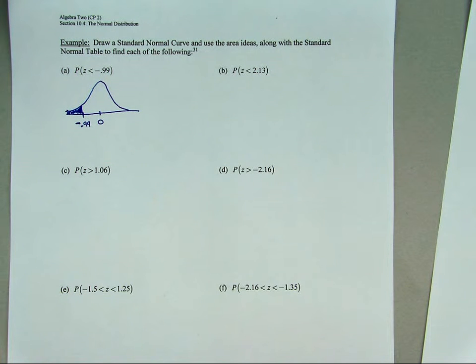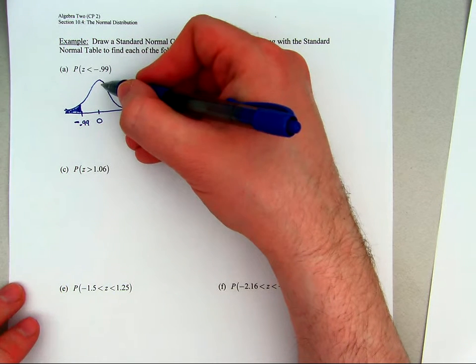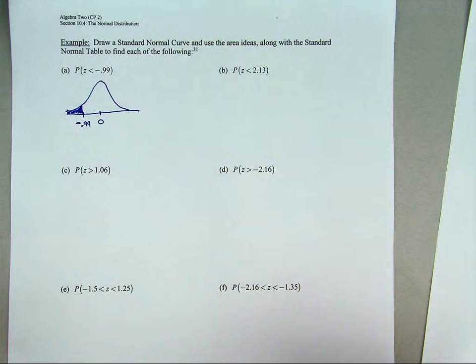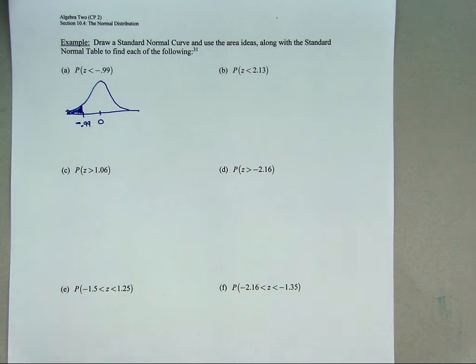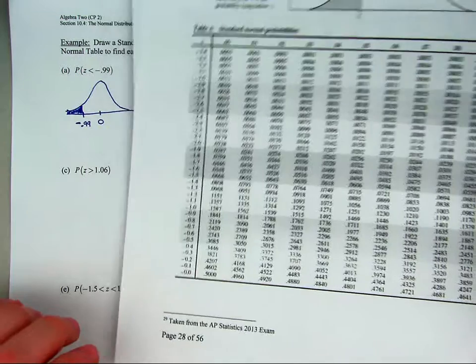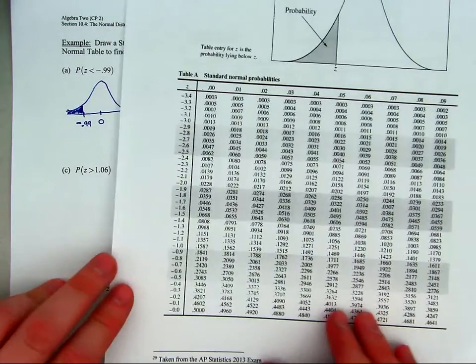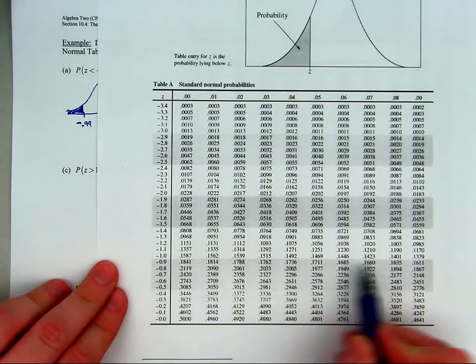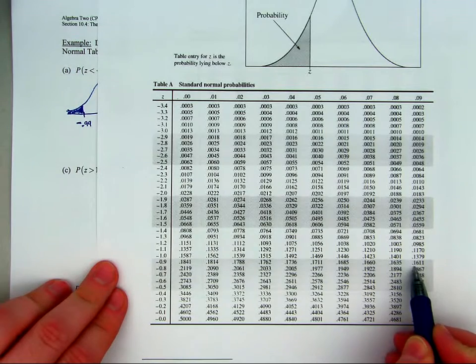I know before even going to the table this needs to be less than 50%, because if I was looking for less than 0, it would be 50%, exactly half the graph. It should be something less than that. So less than negative 0.99. Go to your standard normal table, taking a look at page 28, and less than negative 0.99 will put us at 0.1611.